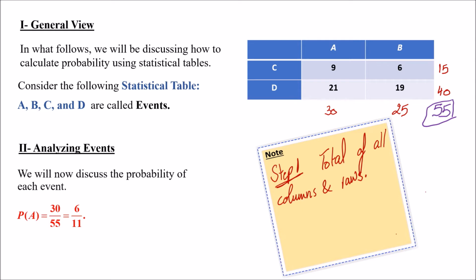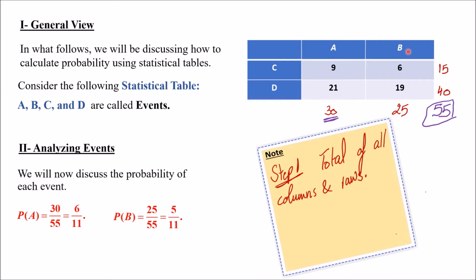First, let's begin with event A. If you look here at A, we have 30 elements in A. This is the sum of the event A. Therefore, to find the probability of A, we look at the total of the column A, which is 30, and then we divide it over the total which is under study here. In this case, it is 55. Therefore, P of A is equal to 30, which is the cardinal of A, over the total, which is 55, which is equal to 6 over 11.